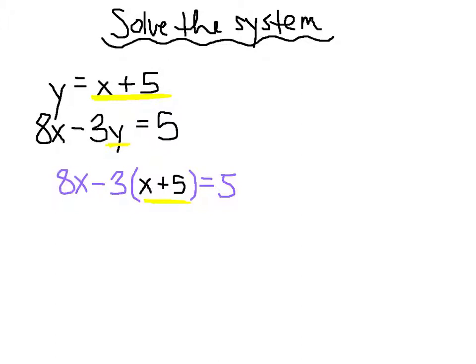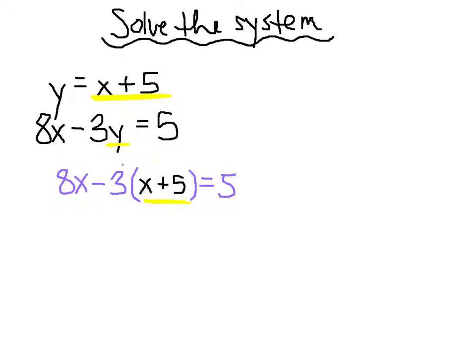I'm going to explain again why we can do that, just in case you're not sure. Since y equals x plus 5, and x plus 5 equals y, we can replace y with x plus 5 since they are equal. So at this point we now have an equation with one variable, so we can solve to get x by itself.